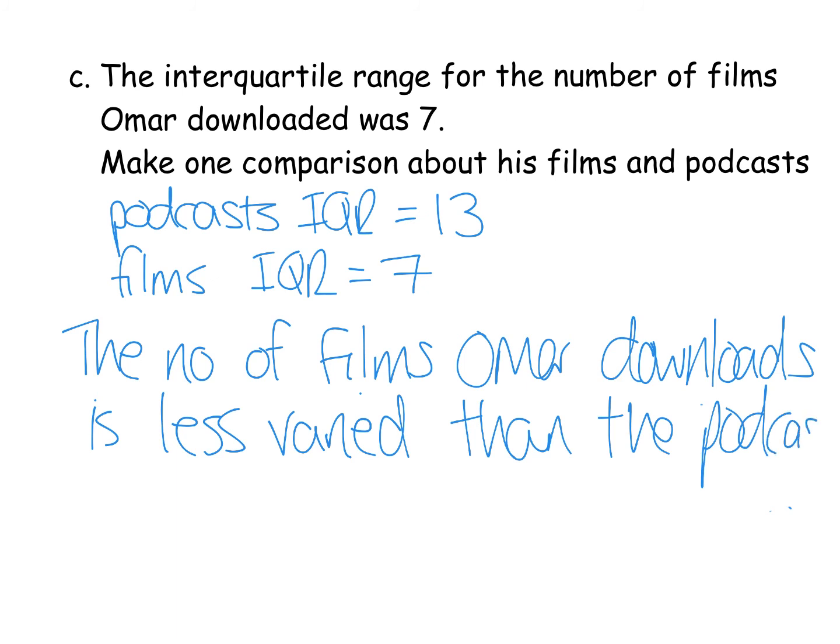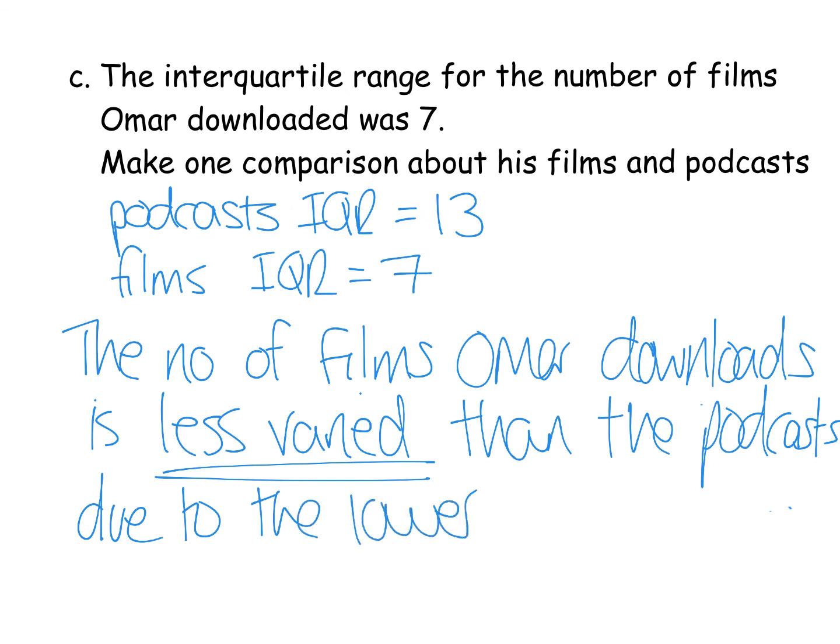Now, you don't always have to say less varied. There are other suitable words. You could say less spread out. You could say they're closer together. They're more consistent. But I like less varied because less goes with low, whereas more makes you think of a bigger number. So the whole more consistent thing, yes, does mean less varied, but I just think the wording sometimes confuses my pupils. And you don't need to say why that is, but if you wanted to, you could then say due to the lower interquartile range, and I'm just going to write IQR for short.